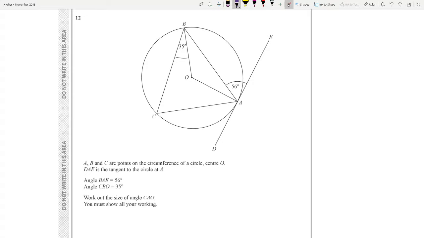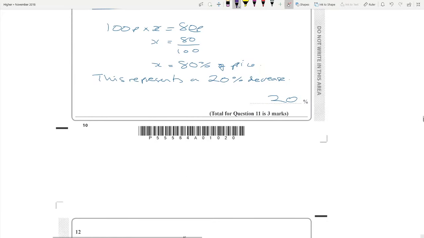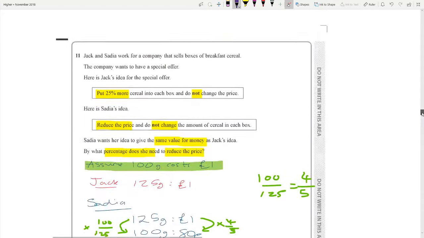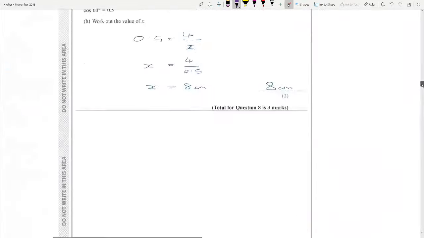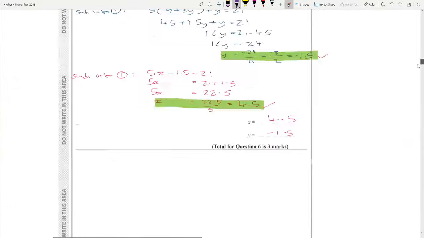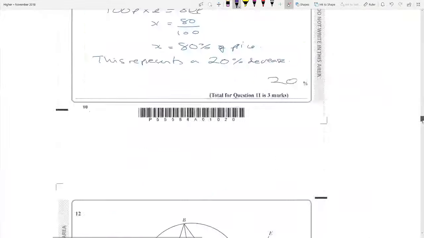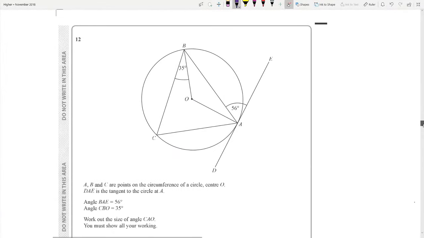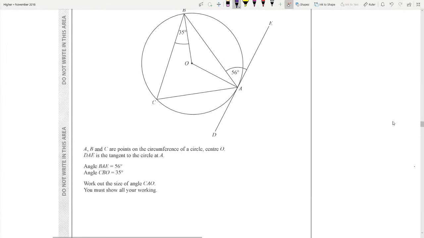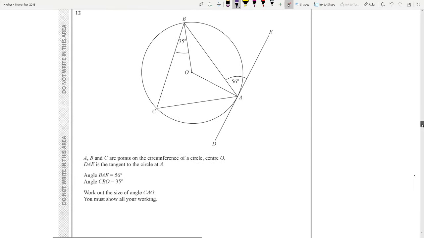Today we'll be going through the November 2018 Higher Paper 1. We're going to be carrying on from where we left off last time. So we've already done approximately half the paper, just a bit less than half. Today we're going to be starting from question number 12. Okay, so let's get started straight away.